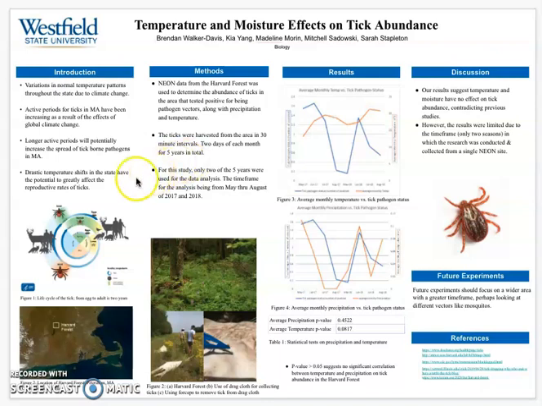And these drastic temperature shifts could greatly affect the reproductive rate of ticks as well. So knowing how temperature and moisture affect the abundance of ticks that contain pathogens would allow for possibly mapping vector tick populations and predicting possible outbreaks of tick-borne diseases in the state.